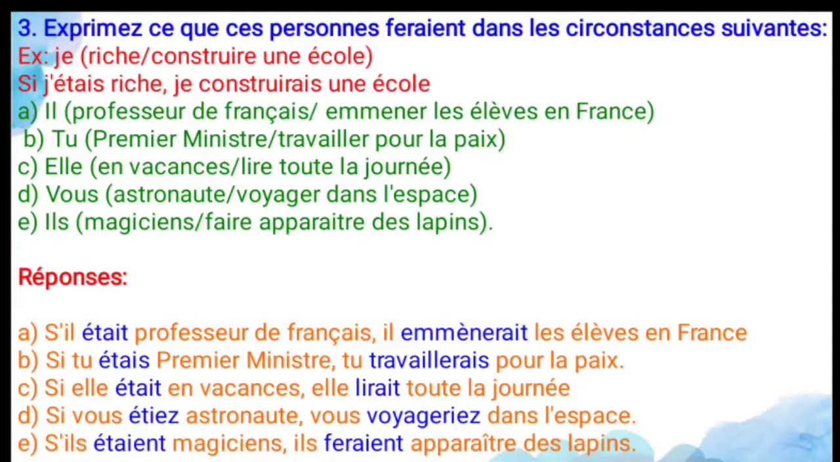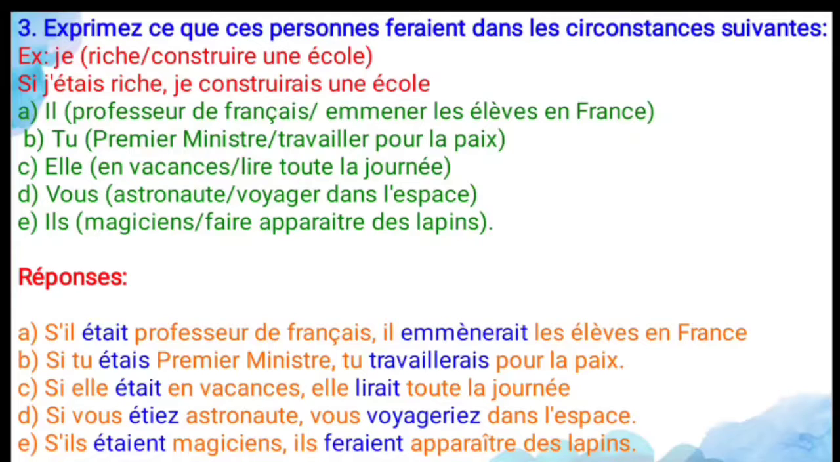And second one is tu prime minister travailler pour le pays. Si tu étais prime minister, if you were a prime minister, and here the verb is travailler. Travailler, it's a regular verb only, infinitive verb plus endings, that is tu travaillerais pour le pays, so you would work for the country. And third one is elle en vacances lire toute la journée. Si elle était en vacances, if she was on vacation, and elle lirait toute la journée, she would read all day.